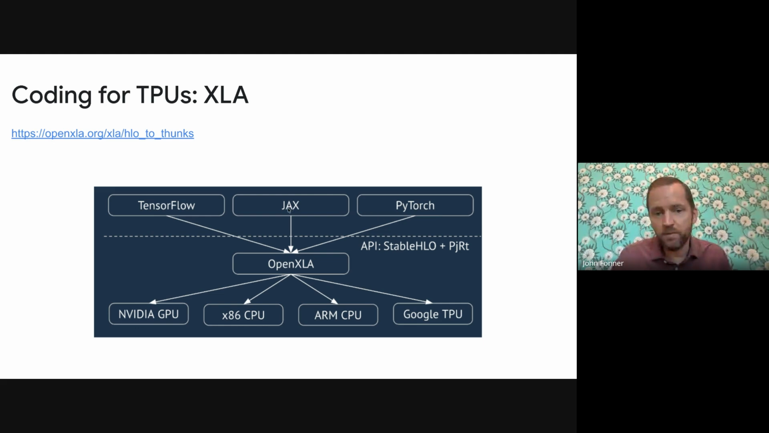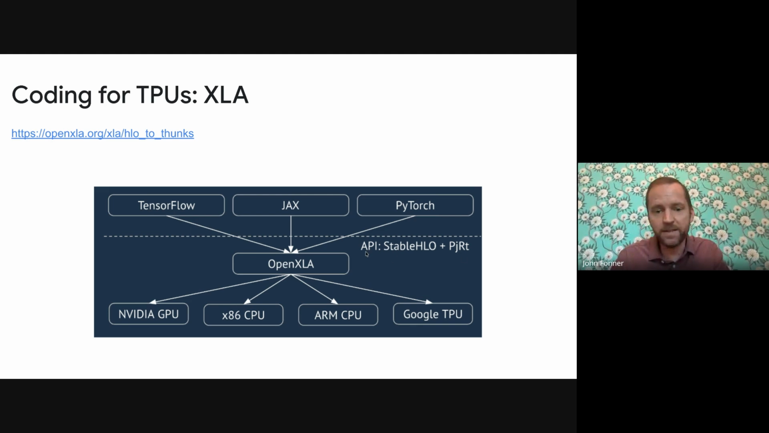XLA accepts really all of these. There's a team here at Google that makes sure we have great support for PyTorch. XLA will compile this, and it's actually generic. So XLA will compile for GPUs, CPUs, both x86 and ARM, and it can target TPUs. So this is the primary way that we get code and express it onto TPUs.